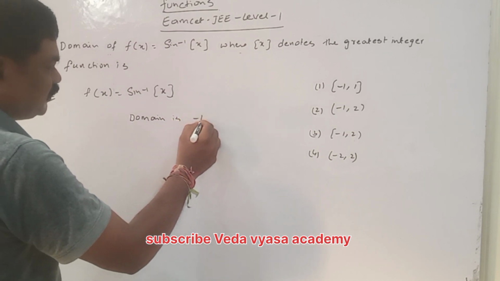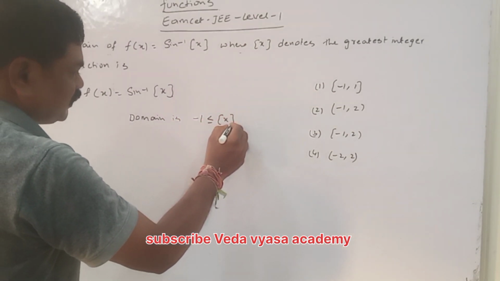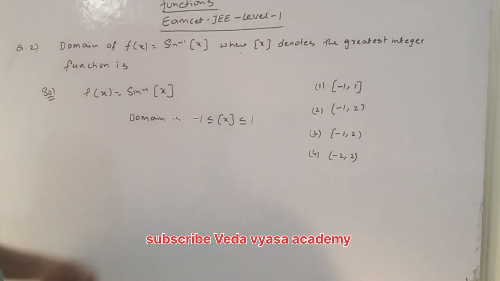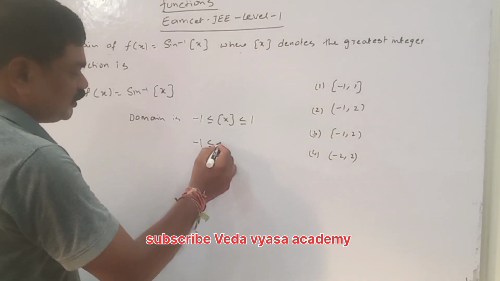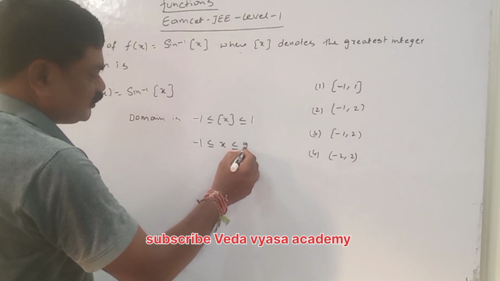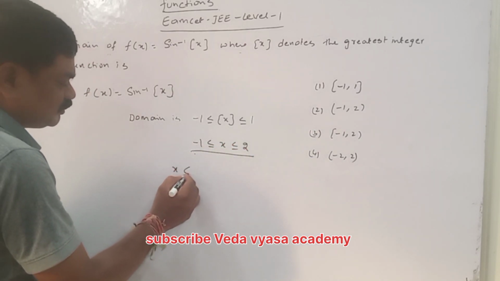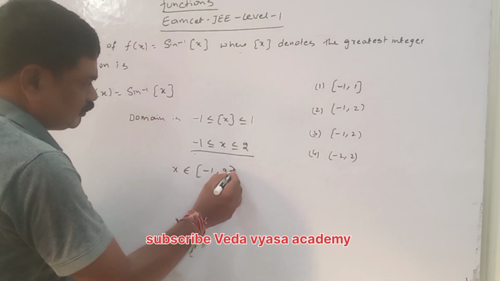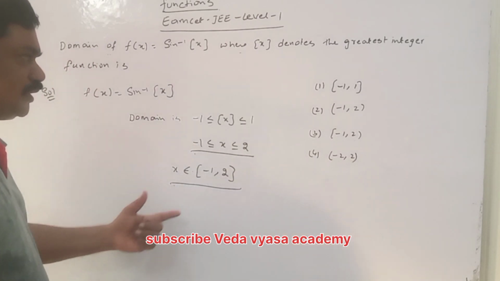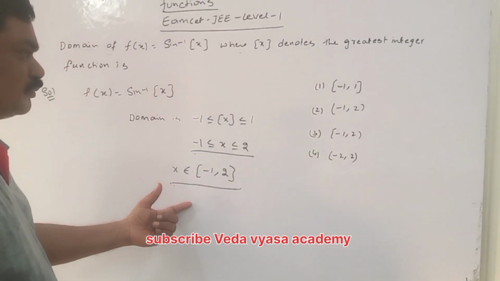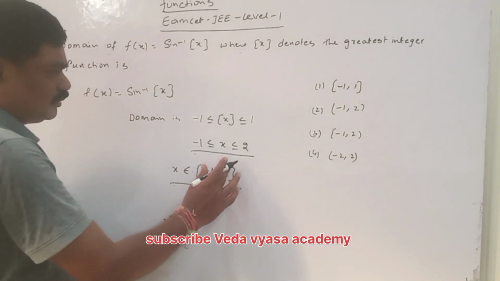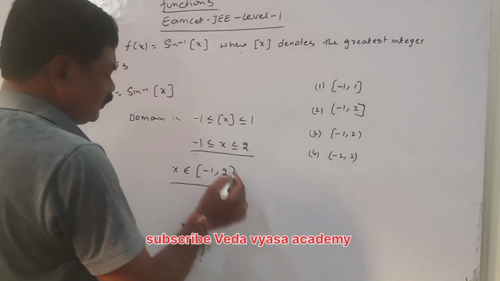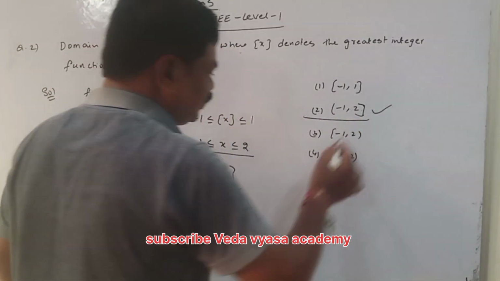is minus 1 less than or equal to [x] less than or equal to 1. But this can be written as minus 1 less than or equal to x less than 2. So x belongs to the interval minus 1 comma 2. So option 2 is the answer.